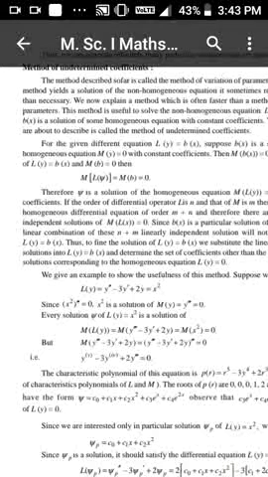For the given differential equation L of y is equal to b of x, suppose b of x is a solution of some homogeneous equation M of y is equal to 0 with constant coefficients, then M of b of x is equal to 0. If psi is a solution of L of y is equal to b of x and M of b is equal to 0, then M of L of psi is equal to M of b, which is equal to 0.